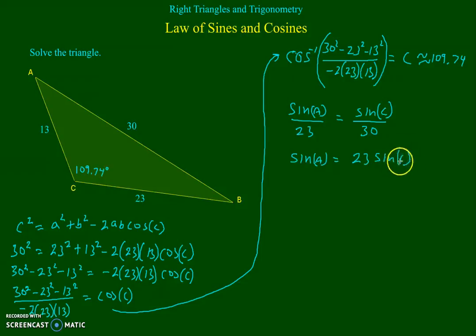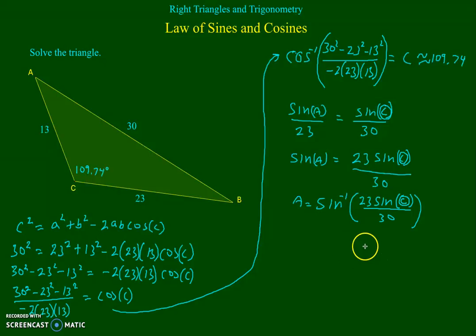And you know that this C value was stored. So I'll just go ahead and put a circle around it just to tell us that that is a value that we stored in our calculator. And that's divided by 30. Now we take the arc sine of both sides because we've got to unlock this angle. So A equals arc sine of 23 sine C, over 30.